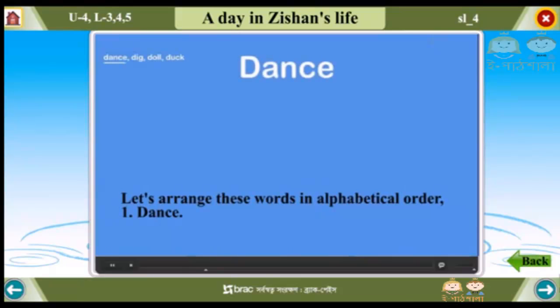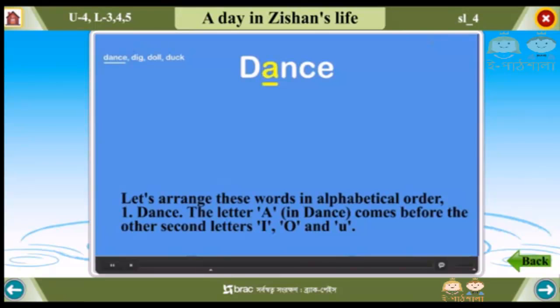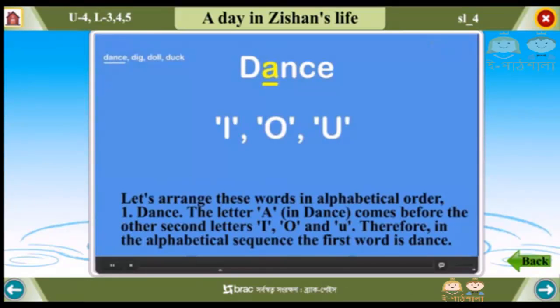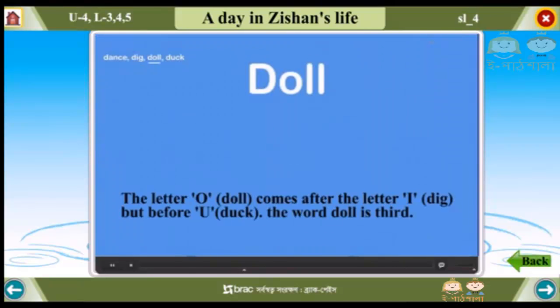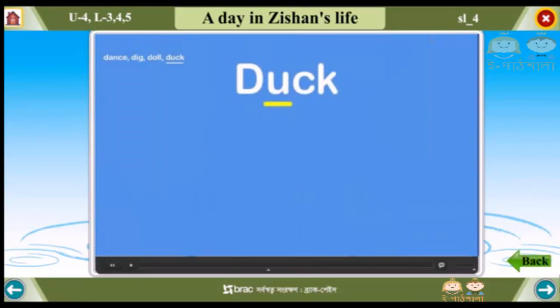Number 1, dance. The letter A in dance comes before the other second letters I, O, and U. Therefore, in the alphabetical sequence, the first word is dance. Number 2, dig. The letter I will come next, and so the word dig is second in sequence. Number 3, doll. The letter O, doll, comes after the letter I, dig, but before U, duck. The word doll is third. Number 4, duck. The word duck is last in this sequence.